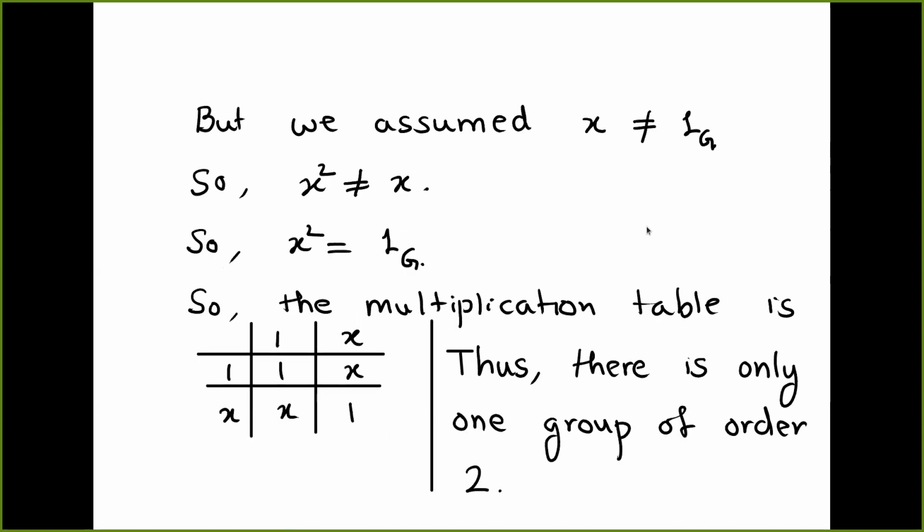So X square is not equal to X. So then X square has to be equal to 1. That's it. That is all you can have. And so then you write down this complete multiplication table. There are no other choices that you can have. And you can actually verify.